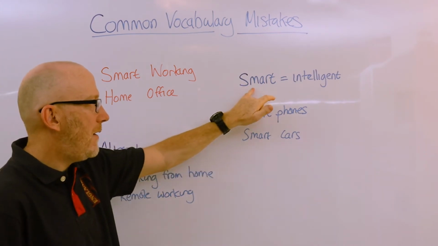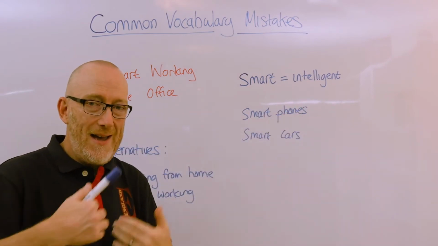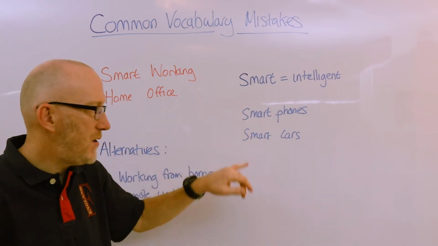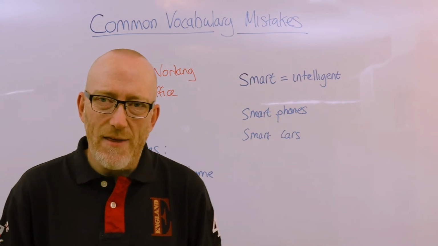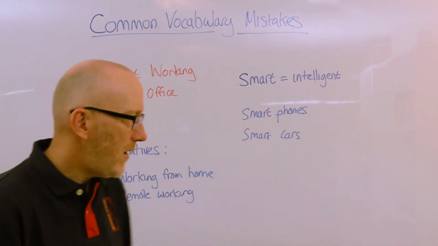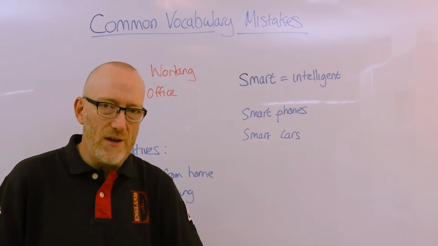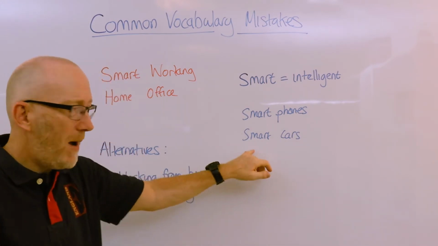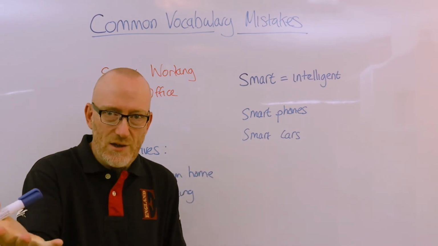Smart means intelligent. It describes somebody who is intelligent. Now we have things like smartphones and we have smart cars. Almost any kind of new technology today is either smart or it has an i, like the iPhone. So what that is describing with smart is something that is intelligent. Your smartphone can do lots of intelligent things. Smart cars are cars that can drive themselves. You don't need to drive.